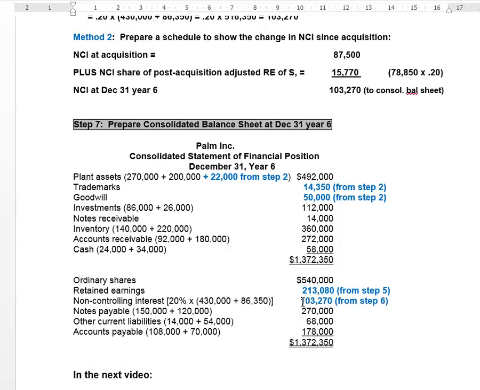So we've got that right here. We're picking up the NCI that we calculated in step 6. We're picking up the parent's and the sub's note payable, the current liabilities of the parent plus the sub's, and the accounts payable of the parent plus the sub's. And you can see that when we do that, we're going to get a balance sheet that balances.